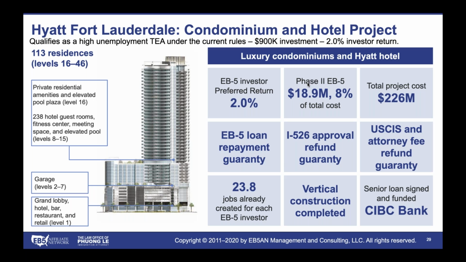Sure. So this is a high-level summary of one of the projects that we're currently working on. If you're interested in investing, please reach out, and we can ensure that you are an accredited investor and get you the proper materials to be able to evaluate the investment. But this deal is called the Hyatt Fort Lauderdale. It's phase 2 of a prior EB-5 project that we did. In this project, the EB-5 investors are earning a 2% preferred return, and there's a total of 18.9 million of EB-5 coming in phase 2. It's a high-rise tower in Fort Lauderdale, Florida, with a hotel component on the bottom, a Hyatt Centric hotel, and then a condominium portion on top with many high-end residences.